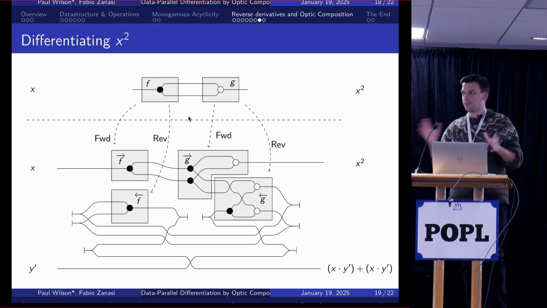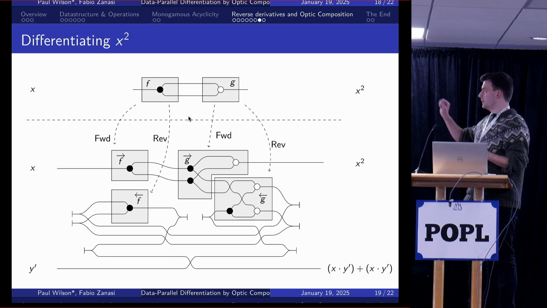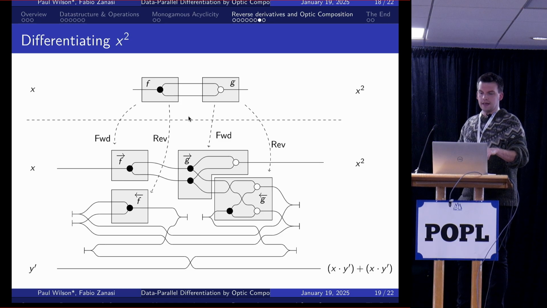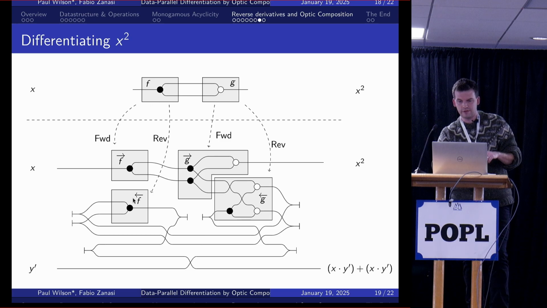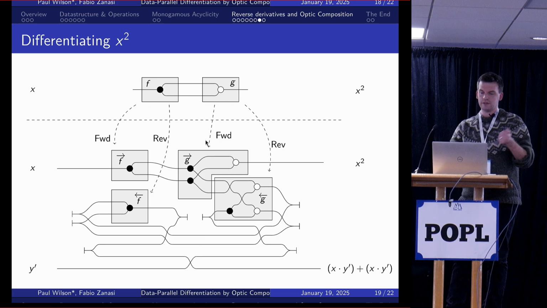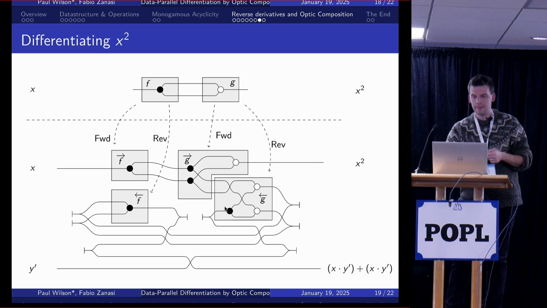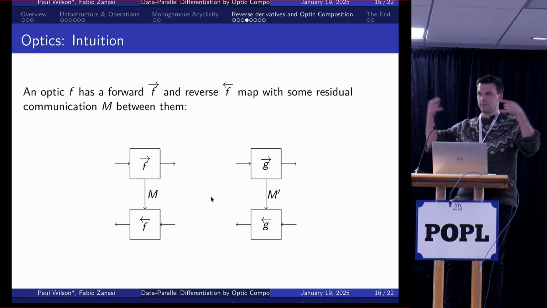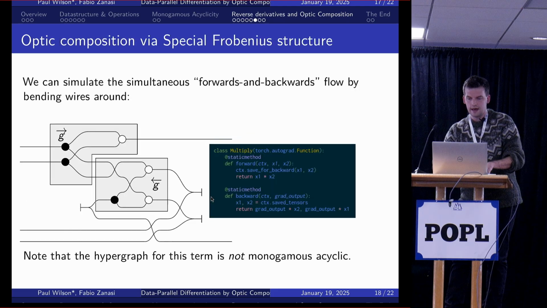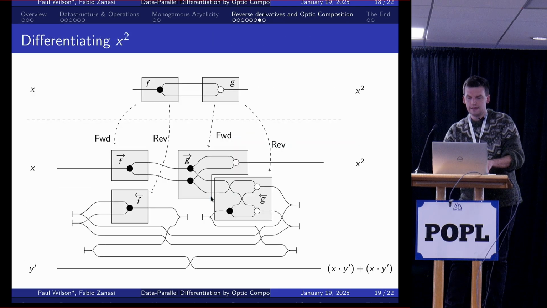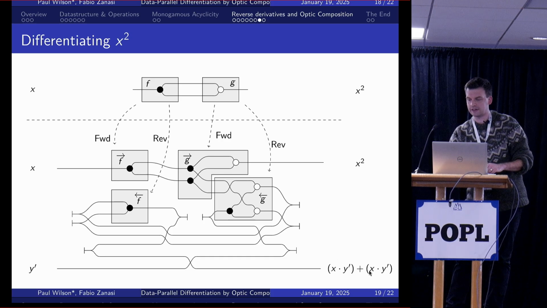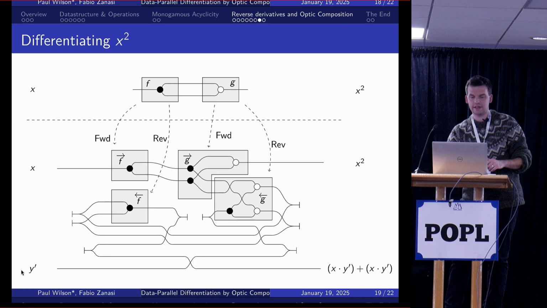So here's a picture of differentiating our x squared term. And you map your f to its forward and reverse components. You map your g to its forward and reverse components. You obviously have to connect the residuals up. These things now compose together, as in this diagram, so you just plug them together like that. And then you have to bend around the wires at the bottom so that this here is actually an output, and this here is actually an input.